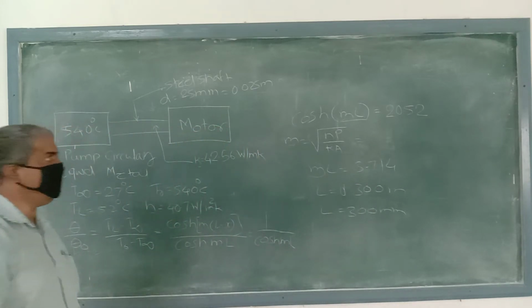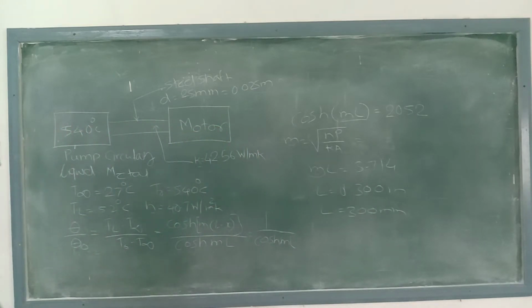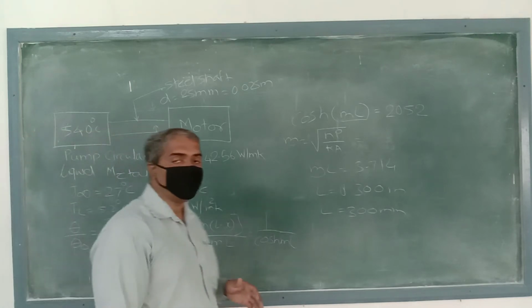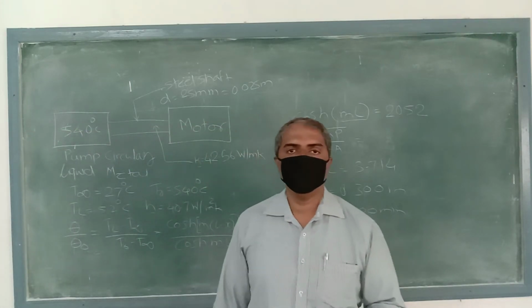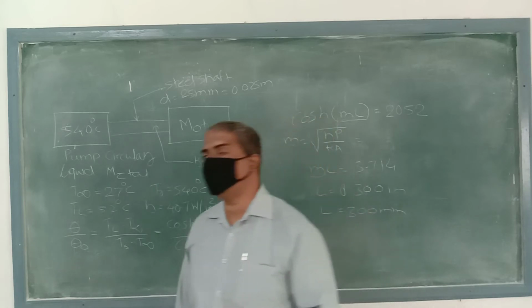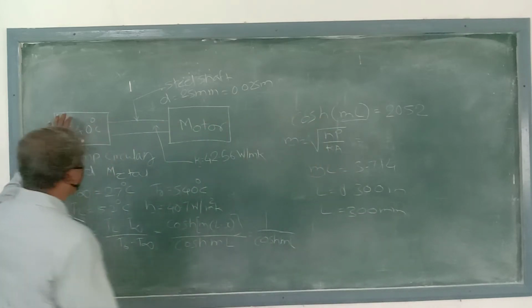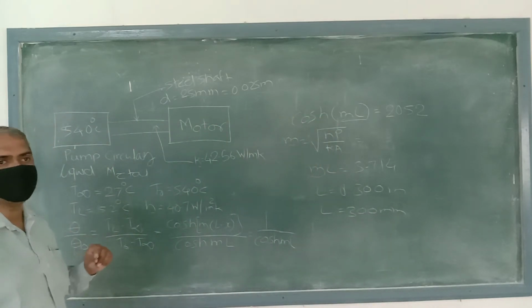So in this way they have given the values. Once again I am repeating the problem. Just see, in this problem they require the length of the shaft. So for calculating the length of the shaft, we have to plot first a diagrammatic representation.